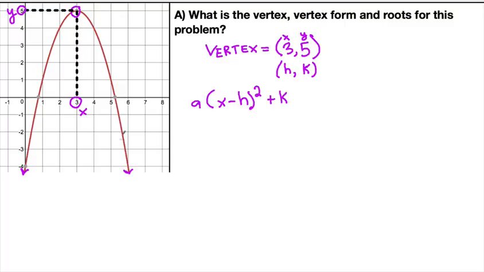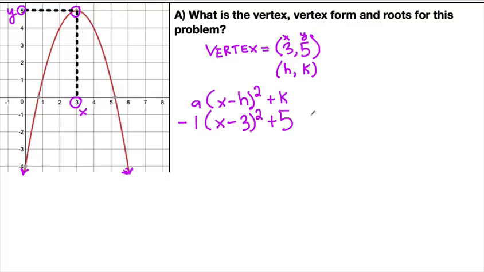So in this case, the a, since the graph is going down, since the two arrows are pointing downward, whenever it's pointing down, the a is -1. And we're going to have x minus whatever the h is. In this case, the h is 3. And we're going to square that, and then we're going to put the k in, which is 5. So it's going to be positive 5. And that is how you find the vertex.